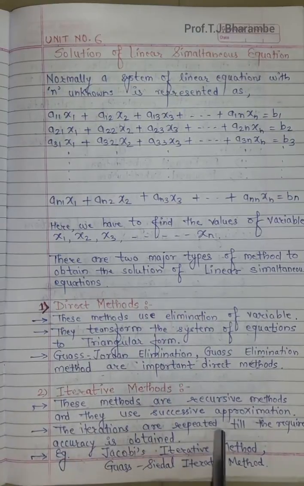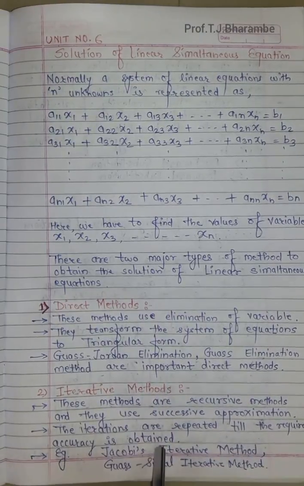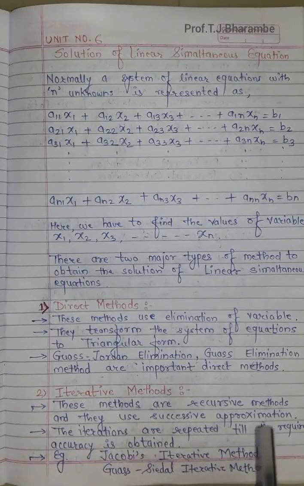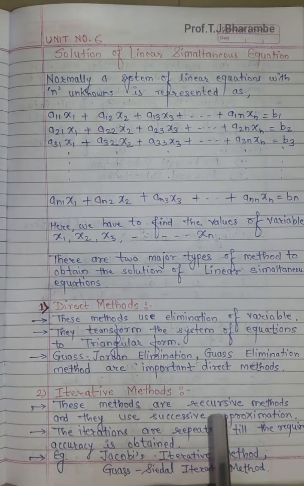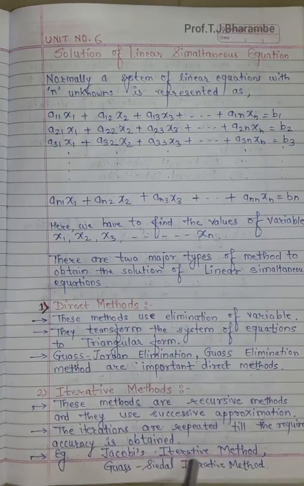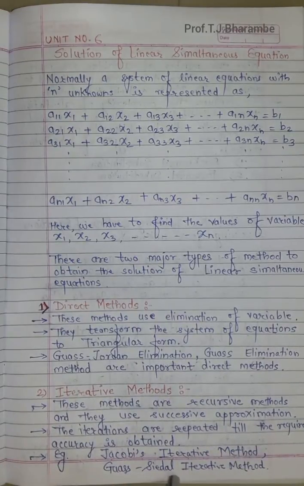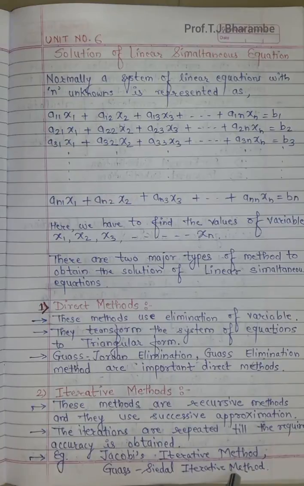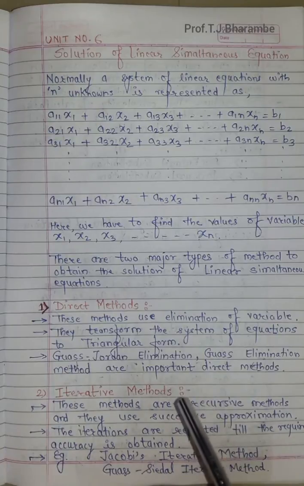Similarly, the iterations are repeated till the required accuracy is obtained. We have to repeat the same formula again and again, unless and until we have reached the desired accuracy. Examples of these iterative methods are Jacobi's iterative method and Gauss-Seidel iterative method. These are the methods that we are going to study in the further lectures.